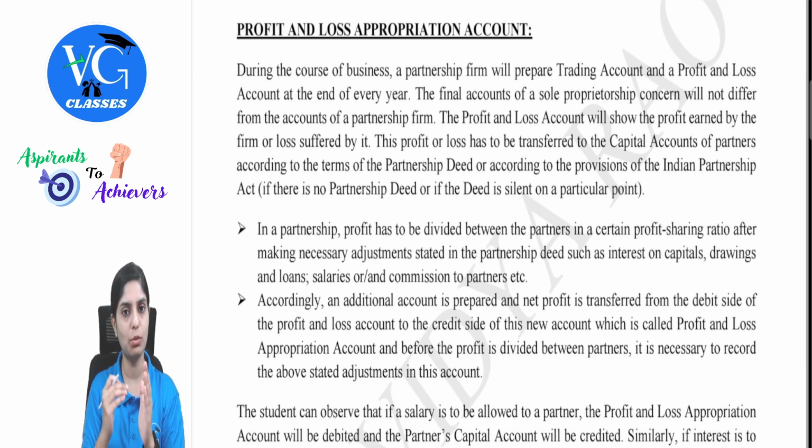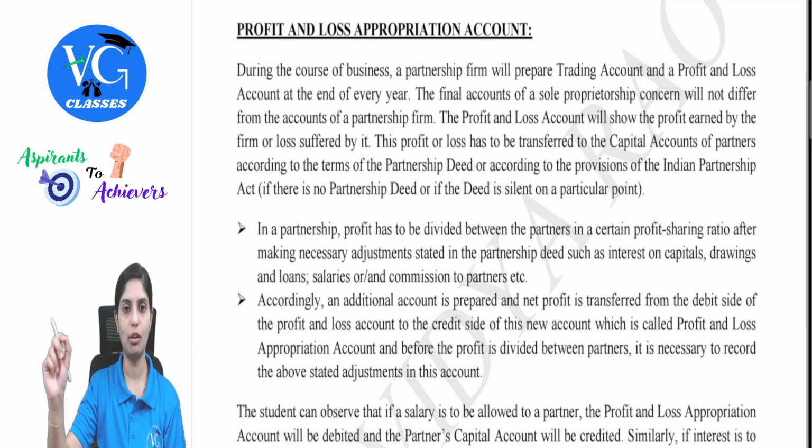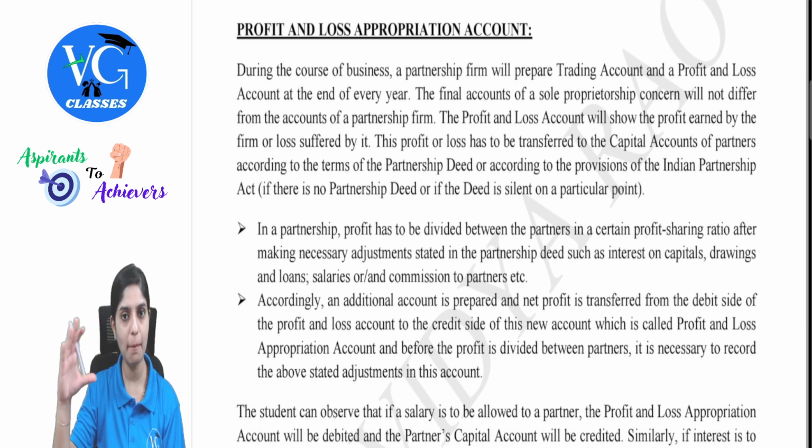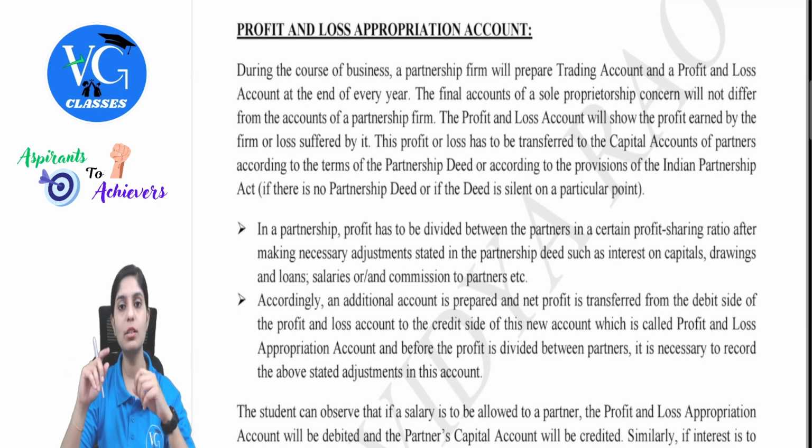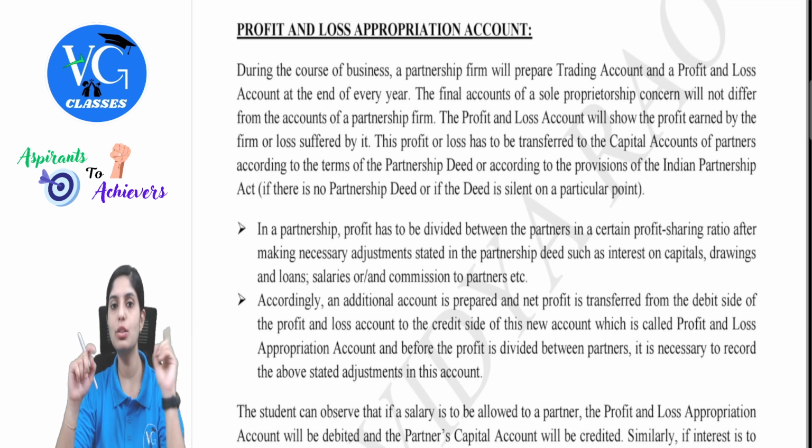Now, additionally to that, there are partners in the business. If you remember, after profit and loss account, where we got net profit or net loss, we were directly adding it to the capital of a sole proprietor in the balance sheet. But now what happens? There is not only one person. There it was just a sole proprietor.